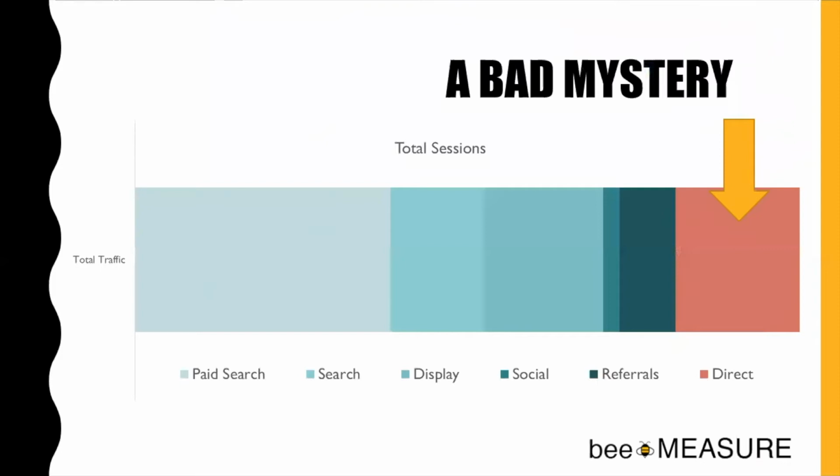So direct traffic is what happens, traditionally, when people type your URL into the browser bar, or they use a bookmark to get to your site. It's when Google doesn't have any information about where your users are coming from.